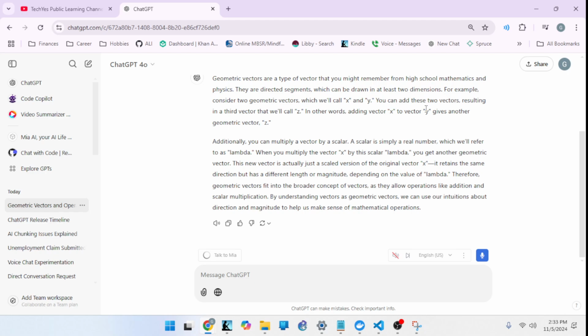When you multiply a vector x by the scalar lambda, you get another geometric vector. This new vector is actually just a scaled version of the original vector x. It retains the same direction but has a different length or magnitude depending on the value of lambda. Therefore, geometric vectors fit into the broader concept of vectors as they allow operations like addition and scalar multiplication. By understanding vectors as geometric vectors, we can use our intuitions about direction and magnitude to help us make sense of mathematical operations.